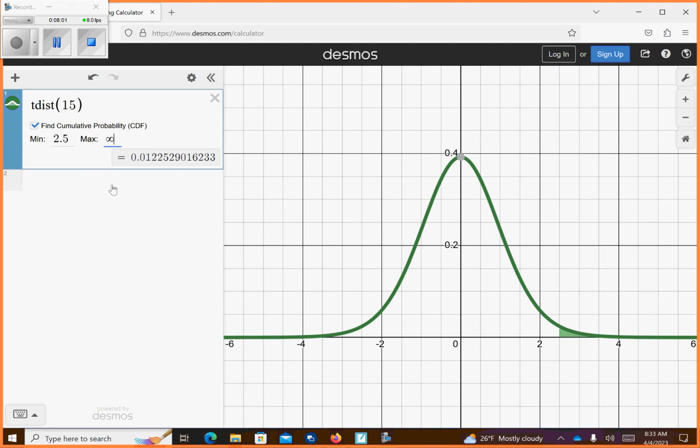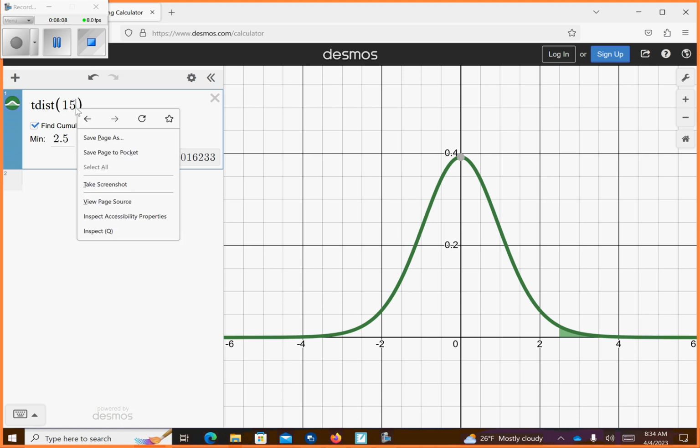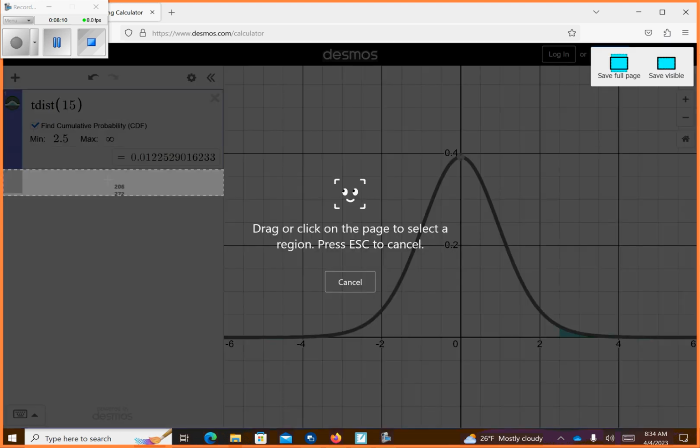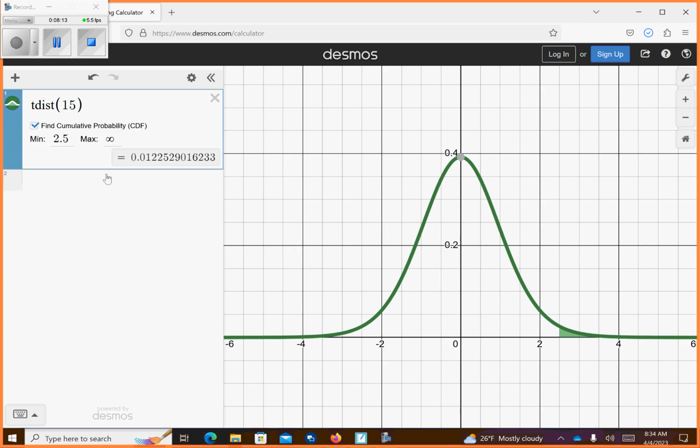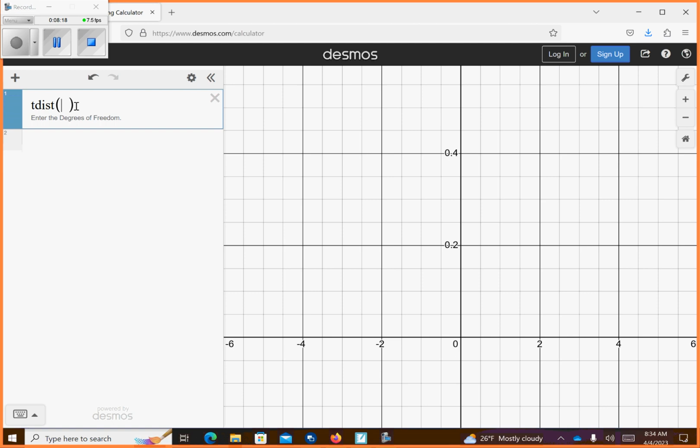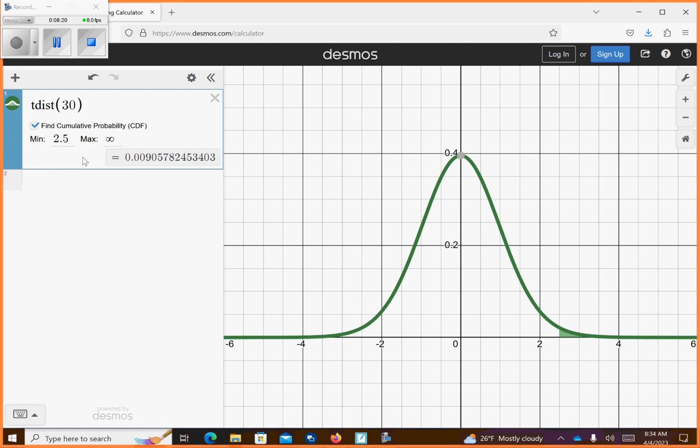What would the percent of A's be, increased or decreased, if we use degrees of freedom 30? So right now it's 0.012. So if you change that degrees of freedom to 30, now it's even fewer people. So now you have only 0.9% would have earned an A. So as my degrees of freedom increases, the area of 2.5 to infinity is less. So there's fewer A's given in this case.